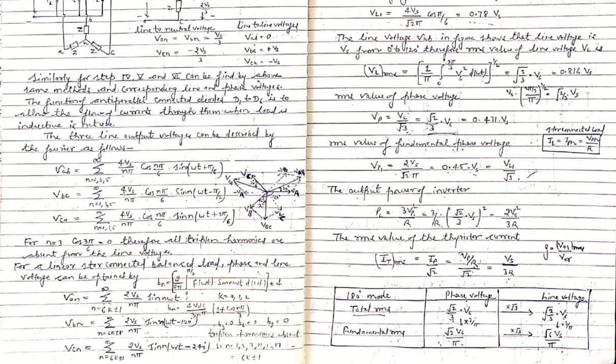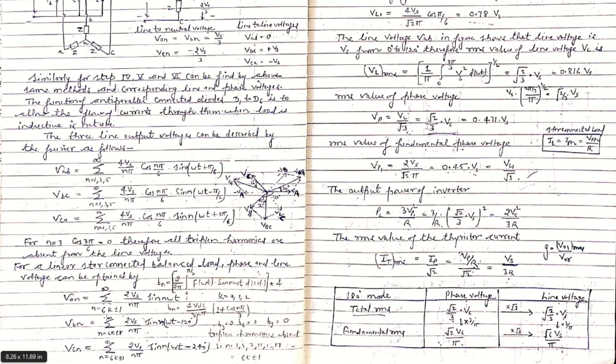If you put n as a multiple of 3, that is 6, 9, in all these cases the output line voltage has a magnitude of 0. Magnitude 0 means third order harmonics are not there in the line voltages. For a linear star connected balanced load, the phase and line voltages can be obtained. So above we found the expressions for the line voltages. Now we will find the expressions for the phase voltages.